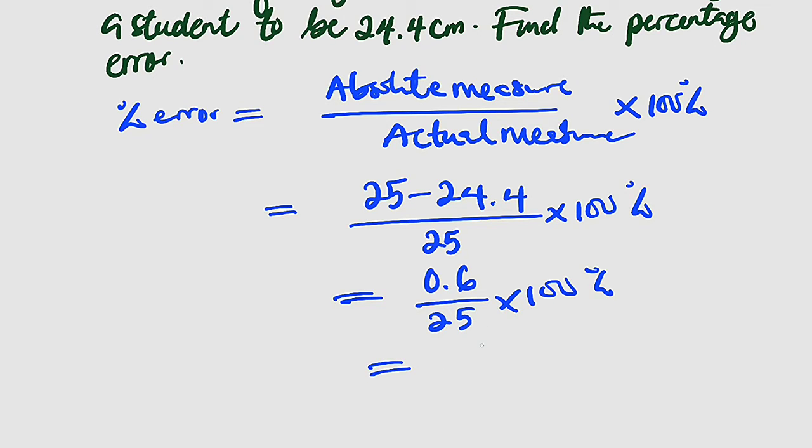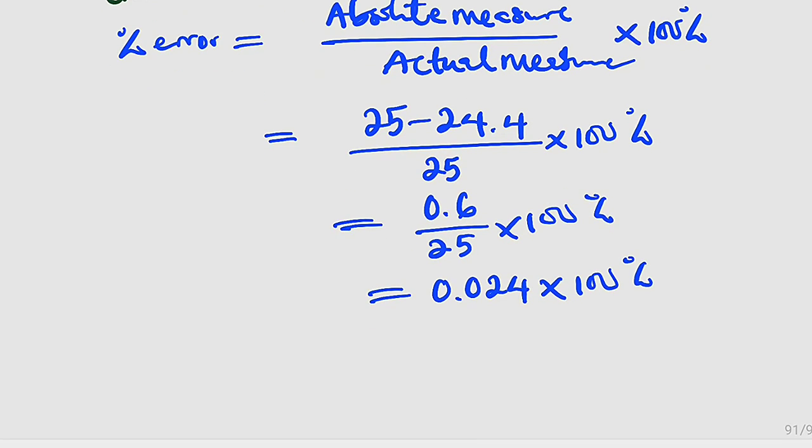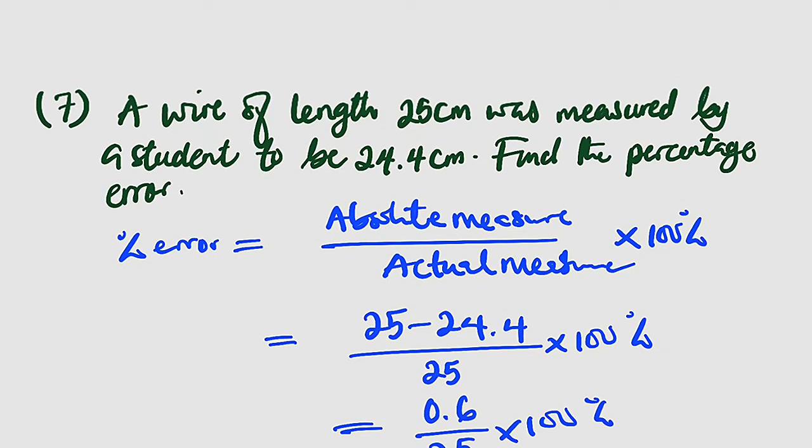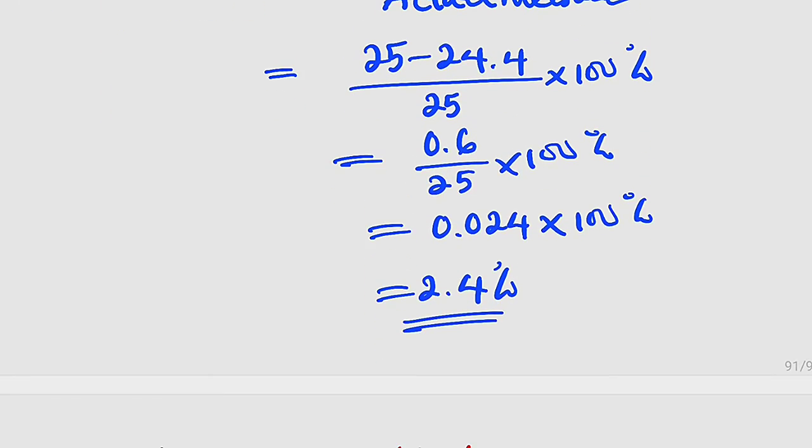So you can take your calculator, divide this number, whatever you get you multiply by 100. So once you divide this, you're going to get 0.024, then you multiply by 100. That will give us 2.4%. So this is the percentage error. Remember, this is an objective question, but suppose it is a theory question, you have to make a conclusion that we have 2.4% decrease. This is a decrease because remember that the actual measure is 25, which is more than the wrong estimate, 24.4. Let us move on to question number 8.